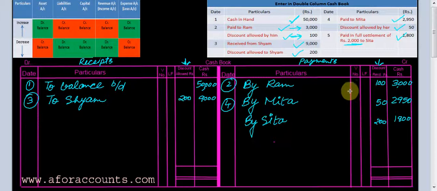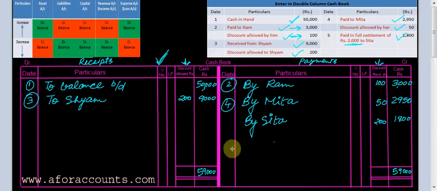Okay, now what will I do? Which column should I add first and which side? It is the cash column which I should add, and always the debit side, because the credit side can never go more than the debit side. So first of all, total it: 50 plus 9, this is 59,000. So this side has to be 59,000. But 3000, 2950 and 1800 on this side is less.